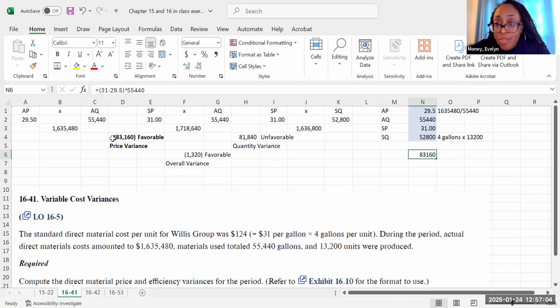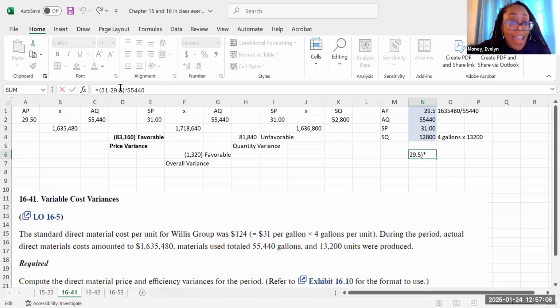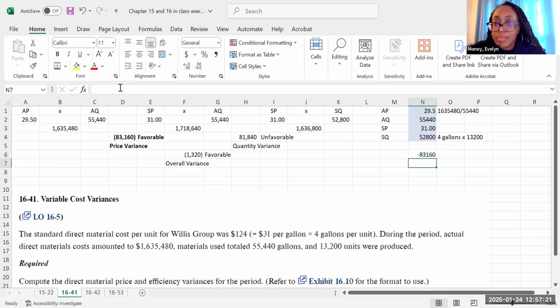Let's see. Oh, but I subtracted the wrong way. Let me fix that. Have to make sure that I subtract the standard from the actual. So actual goes first, 29.5 minus 31. There we go. Now, for quantity variance, again, it is actual first.